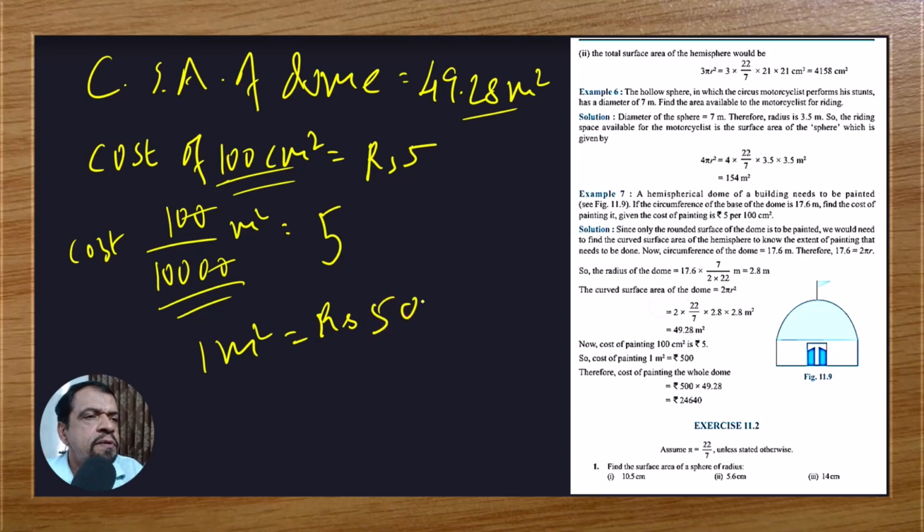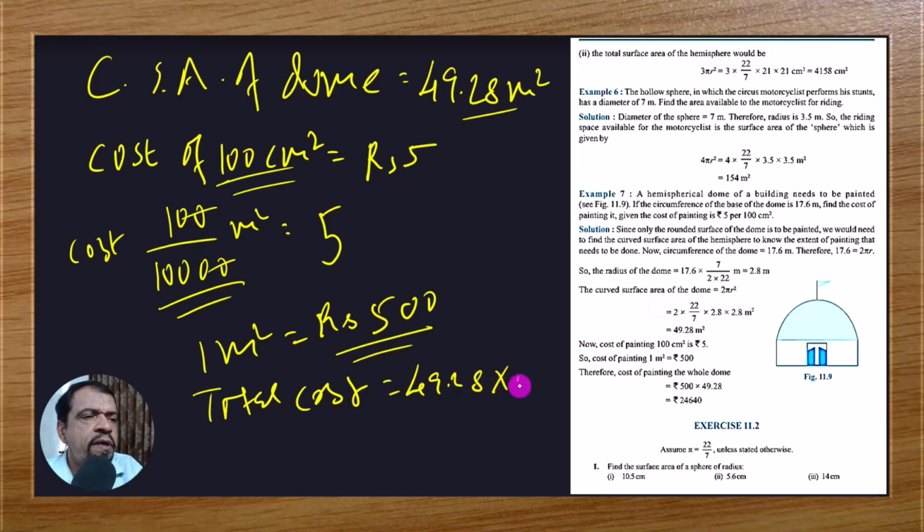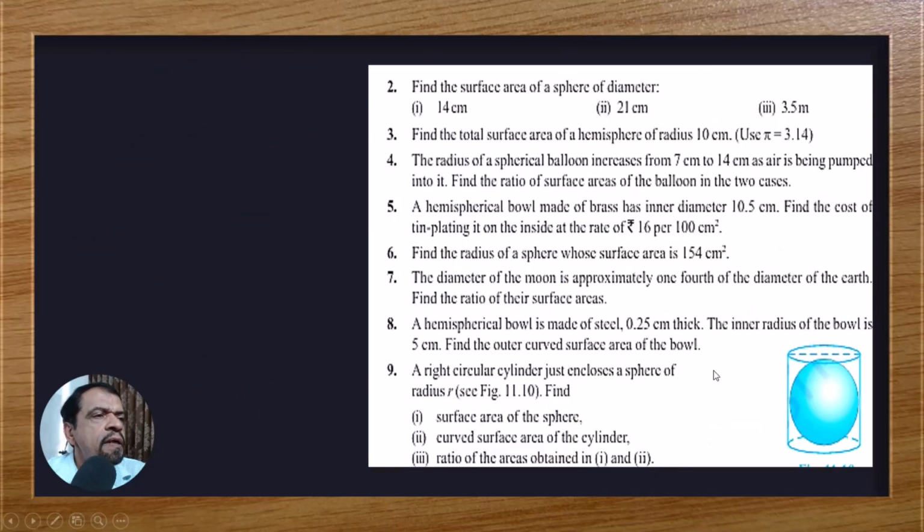rupees 500. So the total cost 49.28 meters square into 500. So it will be rupees 2640. Exercise 11.2. On this exercise, question 4 is logical, this is important, and question 9 is important. Let us see the fourth question.